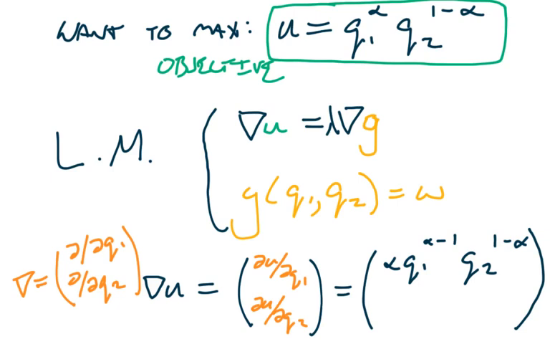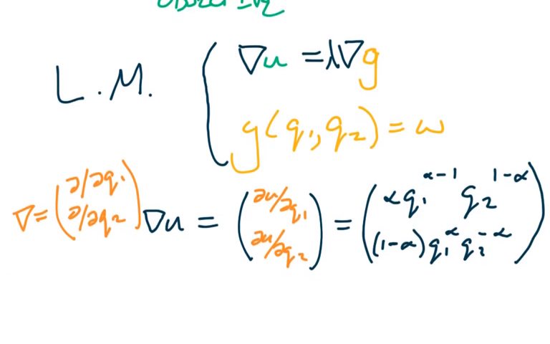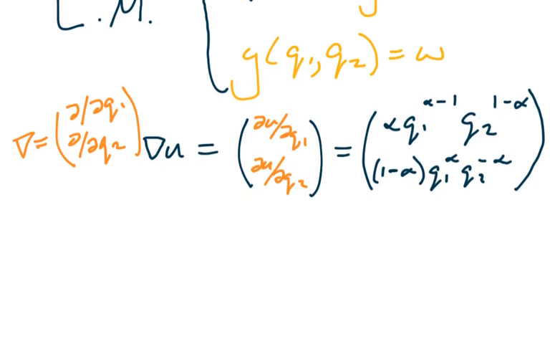All right, and do the same thing for the derivative with respect to q2. Now we're going to bring down the exponent on q2, which is 1 minus alpha. And we're going to have q1 to the alpha, q2 to the 1 minus alpha minus 1, so that's going to be minus alpha. Okay, so those are our derivatives with respect to q1 and q2 of the utility function.